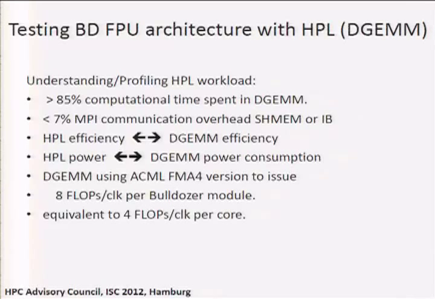Okay, and then let's look into some results on LINPACK and so on, using ACML with FMA4, so we can exploit those 8 flops on the Bulldozer unit.